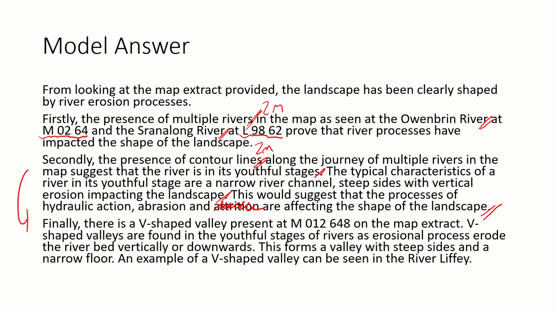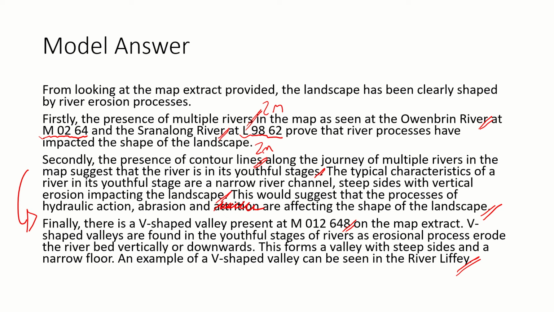What I need to do then is provide evidence or reference to the OS map to support my answer there. So I'm going to say there's a V-shaped valley present, and I give a 6-figure grid reference for that V-shaped valley. I talk about how they're found in the youthful stages of a river. Erosional processes cause vertical erosion to take place, and I give an example of where I've seen a V-shaped valley in my answer to ensure that I'm achieving full marks.